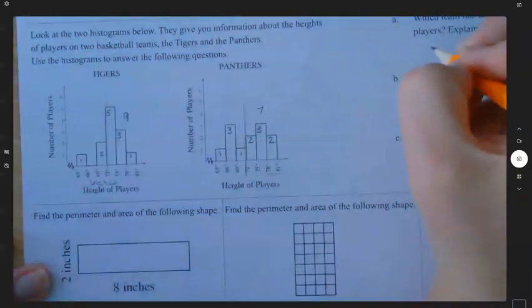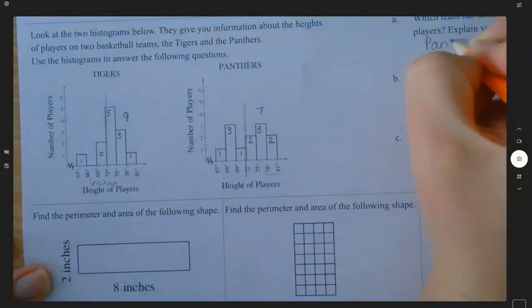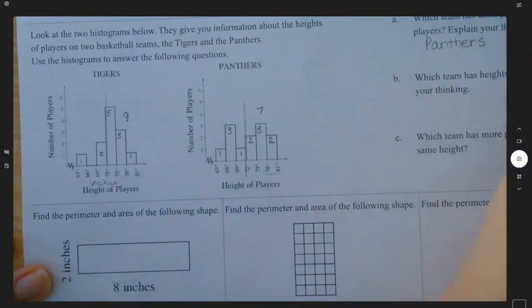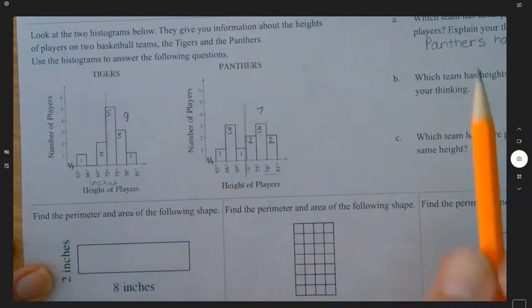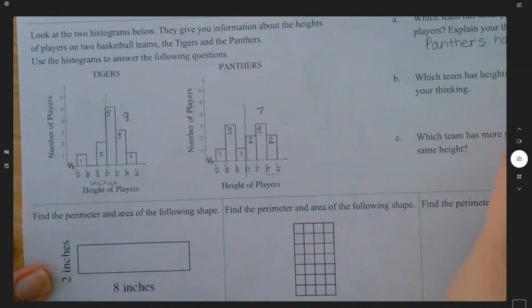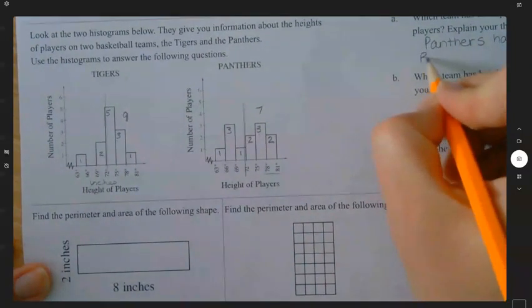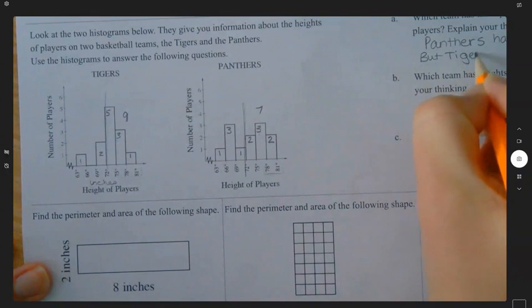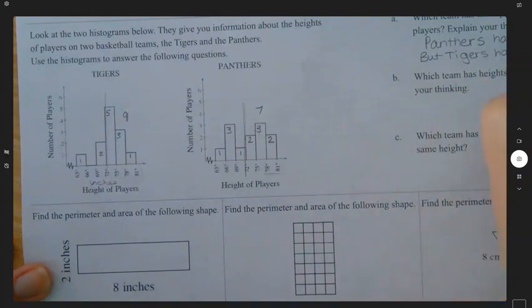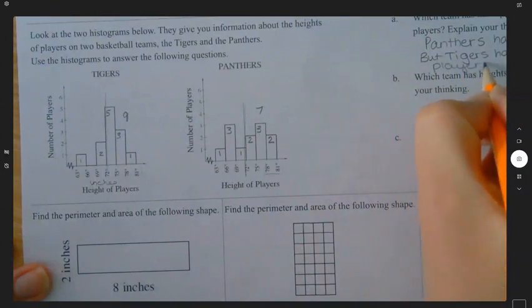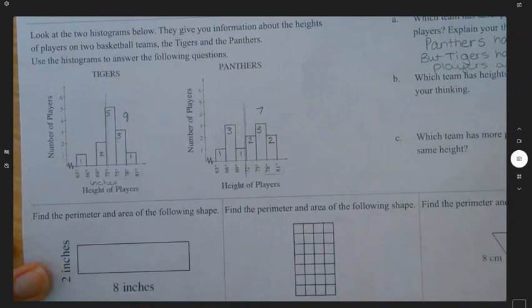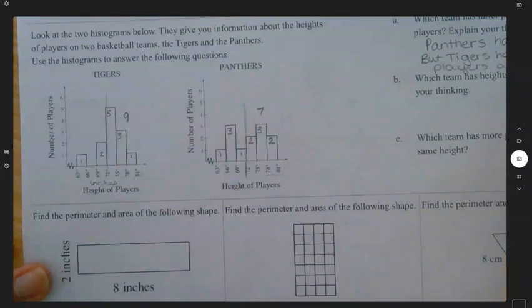to focus on. So I'm just going to say that the Panthers have the 2 tallest players. But the Tigers have the most players above 72 inches. And then if you look, same thing with the short players.